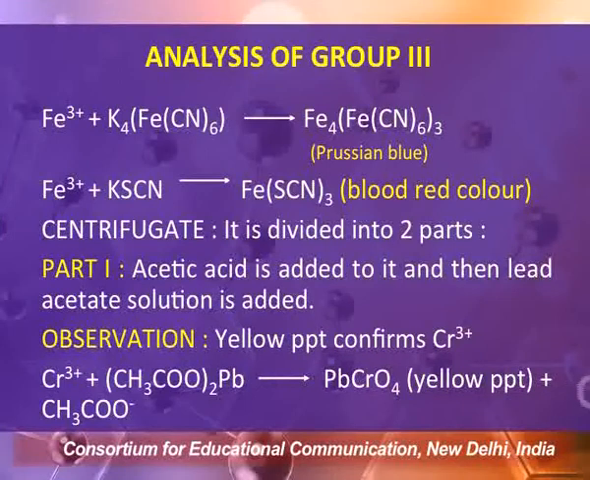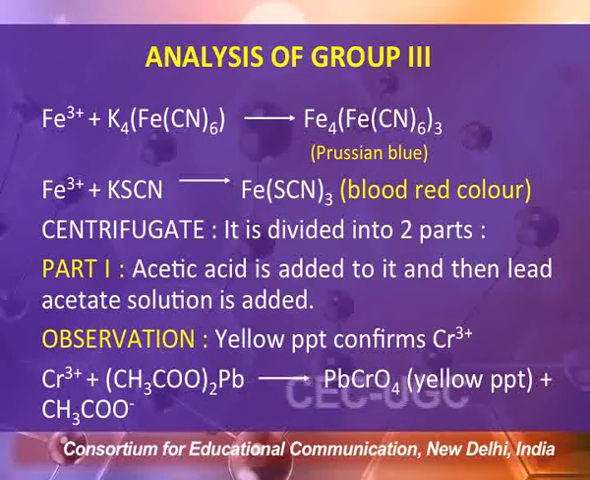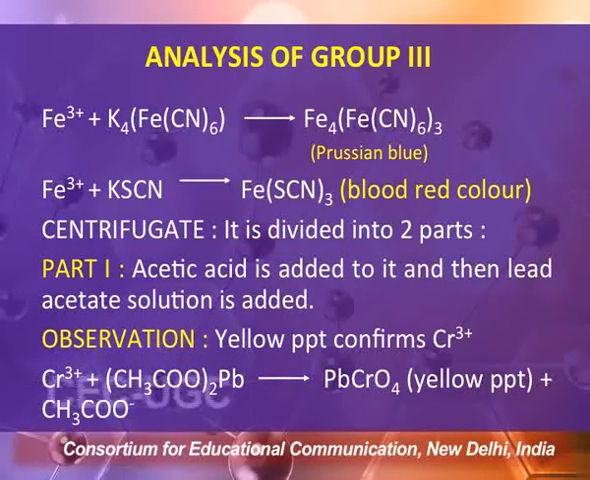These are the equations or the chemistry involved in the test we have just studied. The ferric ions on reaction with potassium ferrocyanide give ferroferricyanide, which is giving a Prussian blue color. Similarly, ferric ions reacting with potassium thiocyanate give ferric thiocyanate, which is a blood red color. Now, the centrifugate which is containing aluminium and chromium ions is divided into two parts and analyzed for those.